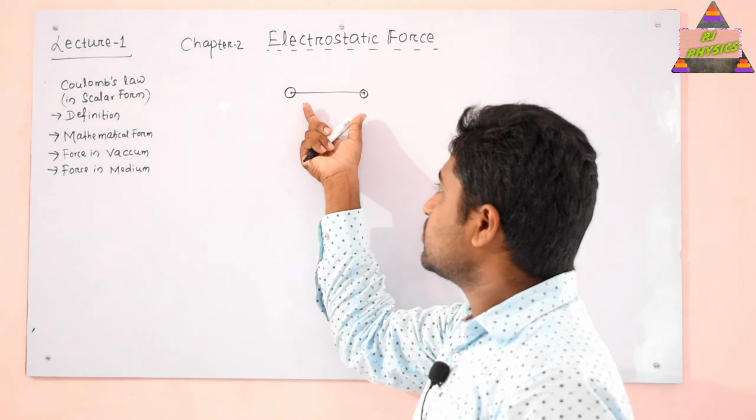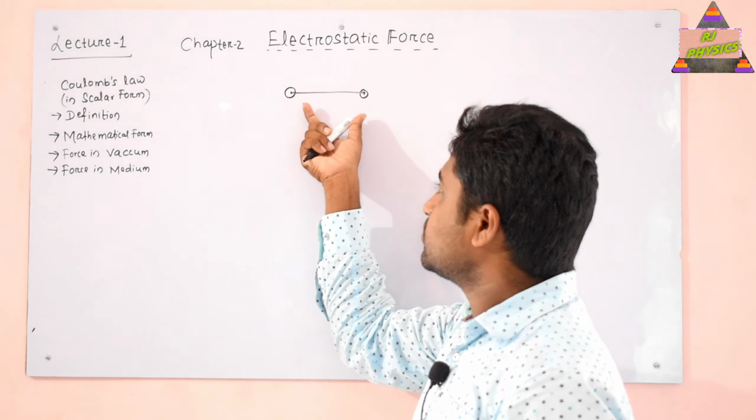So based on all these experiments, he stated the definition. What do you mean by Coulomb's law? Its simplest definition is: the force of attraction or repulsion between two point charges at rest is directly proportional to the product of the magnitude of their charges, and it is inversely proportional to the square of the distance between them. It acts along the line joining the centers of the two charges, and it also depends on the nature of the medium between the two charges. This is called Coulomb's law.